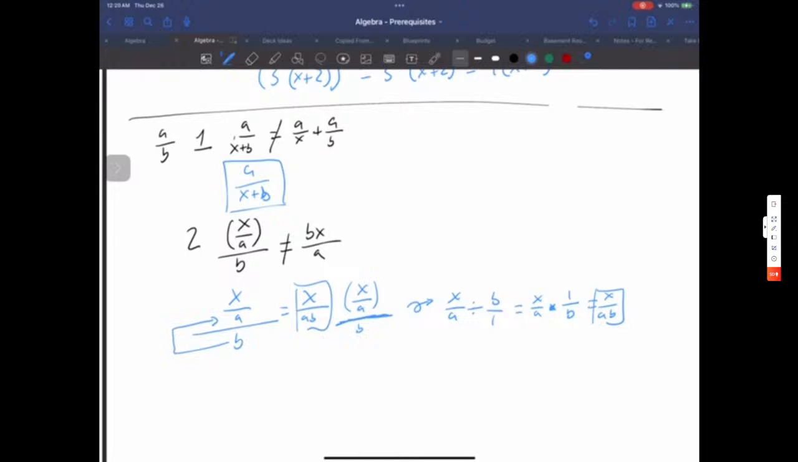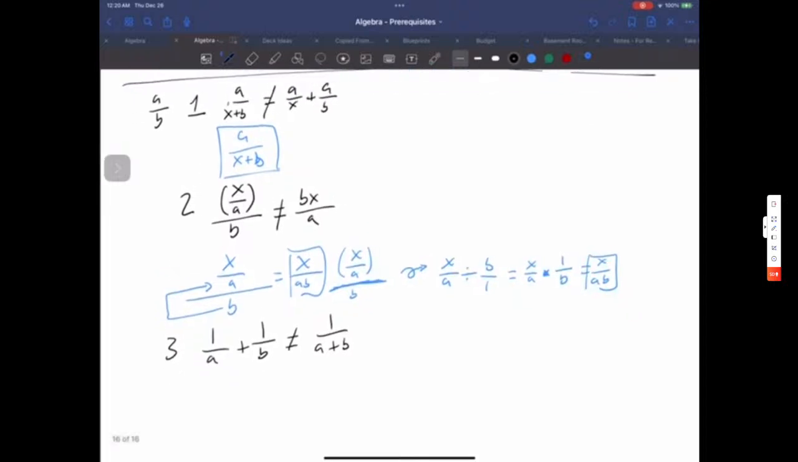All right. Then you have this, which is the same thing as the first one, but I guess they restate it. 1 over a plus 1 over b is not equal to 1 over a plus b. That's exactly the same as the first one. That's what they tried to do here.